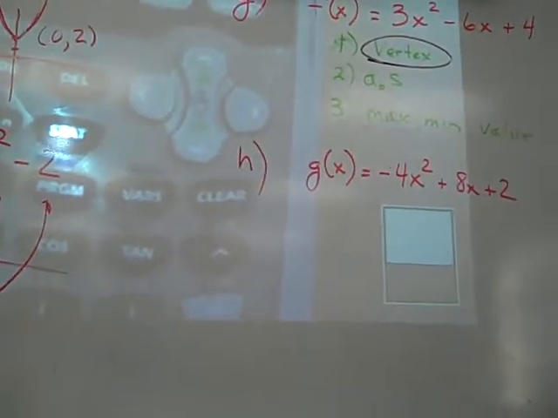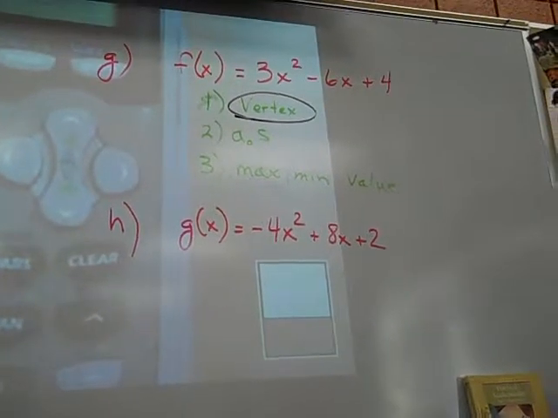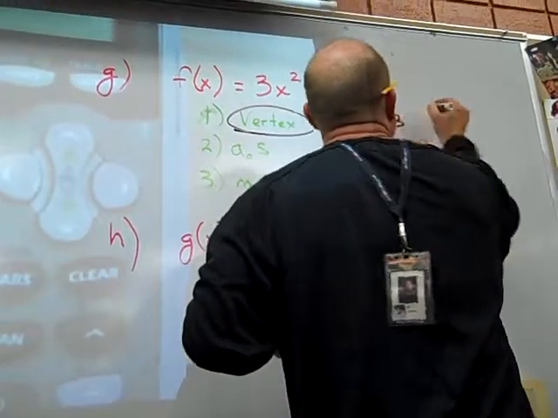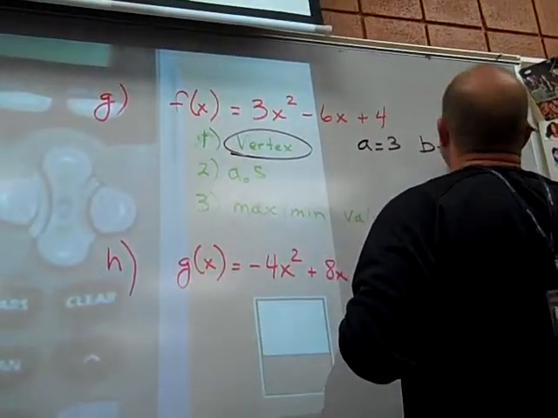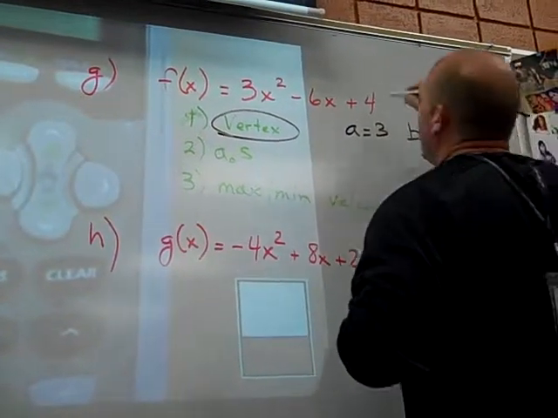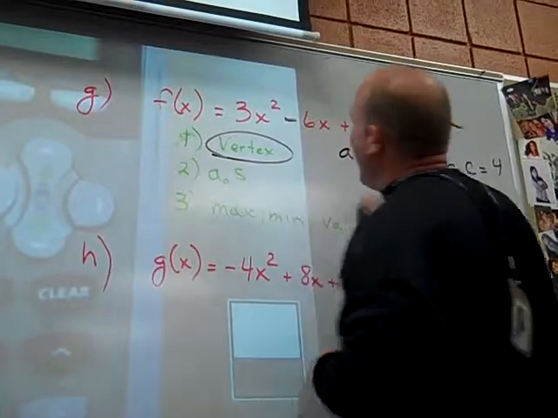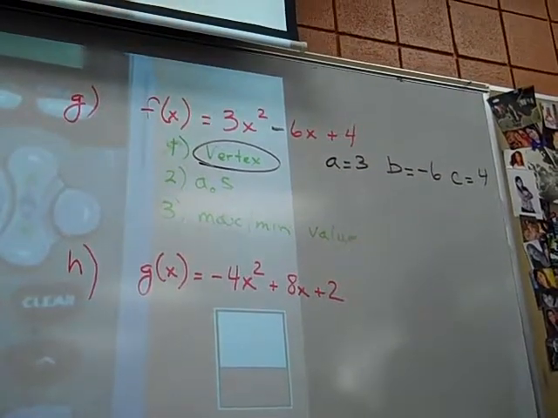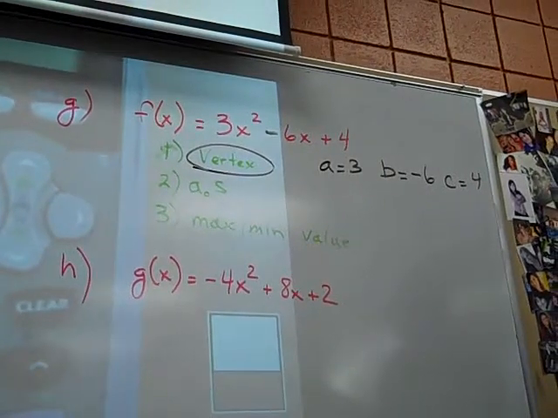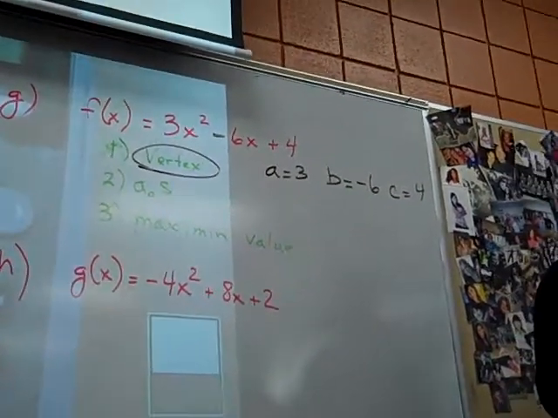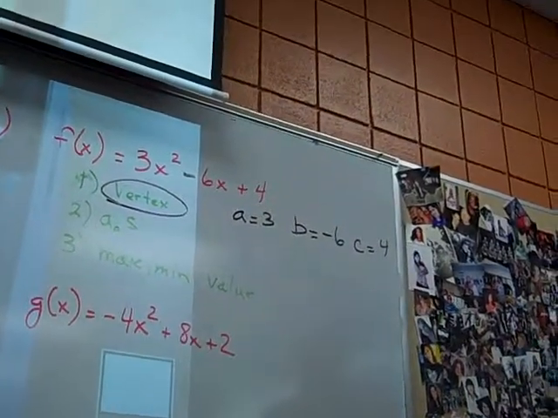Can you identify the ABCs up here? Yes. What's your A value? 3. A equals 3. B equals? -6, and C equals 4. The sign in front of the number stays with it. Okay? Any problems with the ABCs? Travis, stop playing games. Silence means I was right.